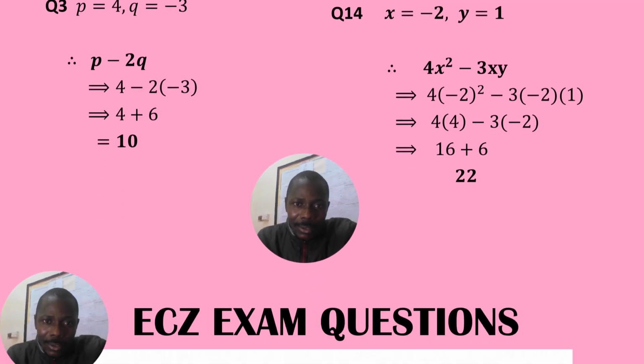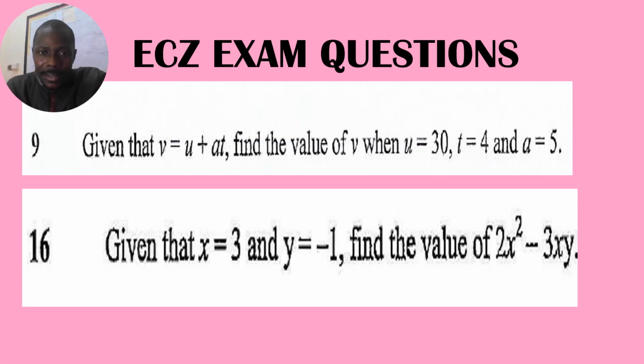Another set of ECZ questions is here. So you can see there, given that V is equal to U plus 80, find the value of V when U is equal to 30, T is equal to 4, and A is equal to 5. Another question there is, given that X is equal to 3 and Y is equal to -1, find the value of 2x squared minus 3xy. Remember, these are all expressions.